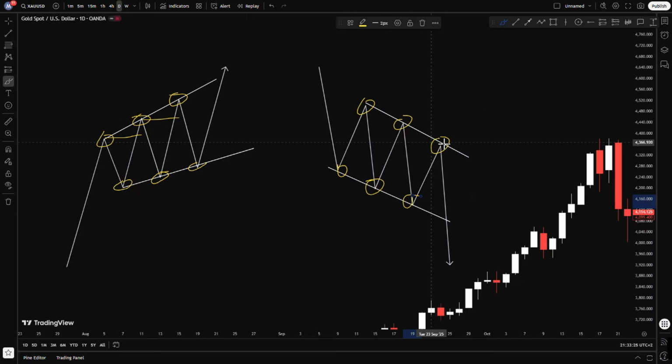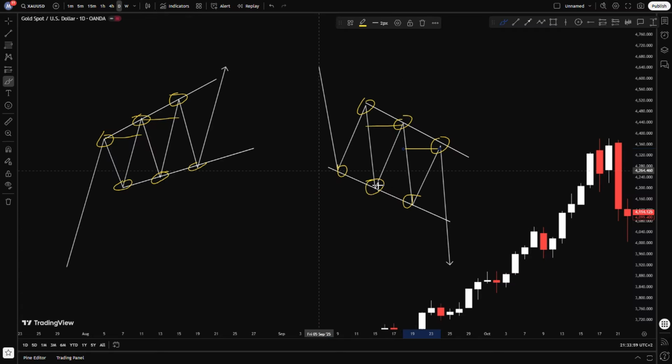These are lower highs. This is a high, but if you look closely, this high right here is lower than the previous high. If you place something like this, you can see that this is a lower high. So in a downtrend, price makes lower highs and lower lows.